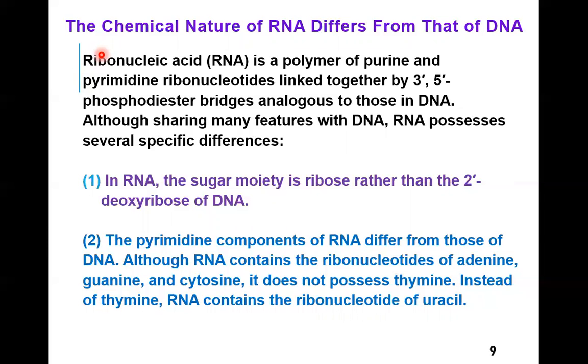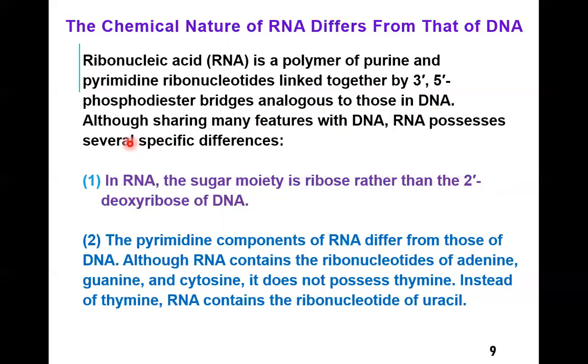So we have DNA and RNA. There are differences between RNA and DNA. RNA, ribonucleic acid, contains ribonucleotides linked together by 3',5' phosphodiester bridges, analogous to those in DNA.